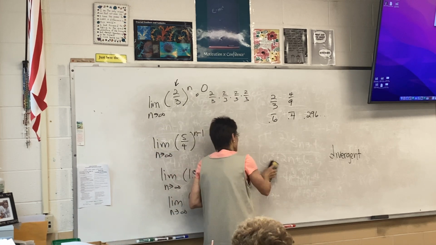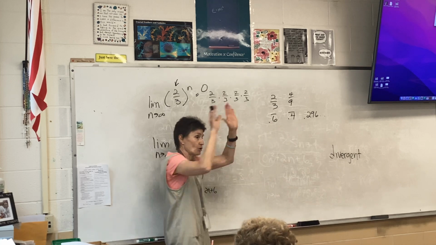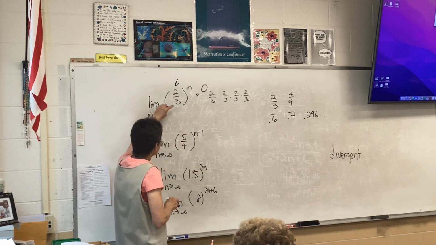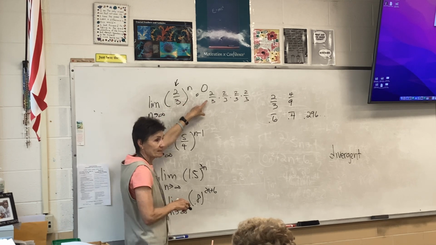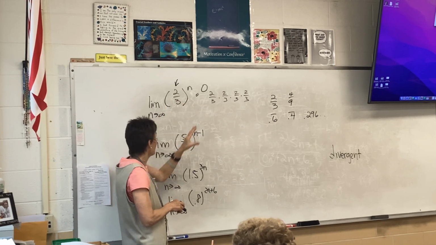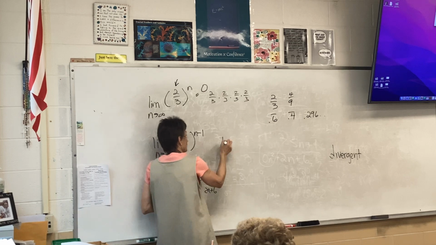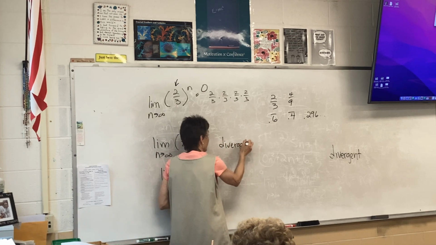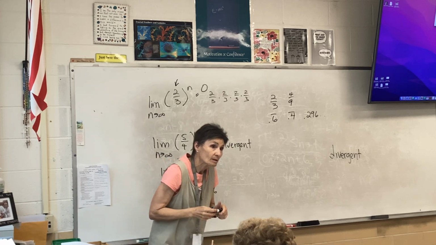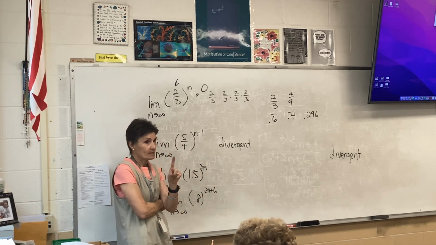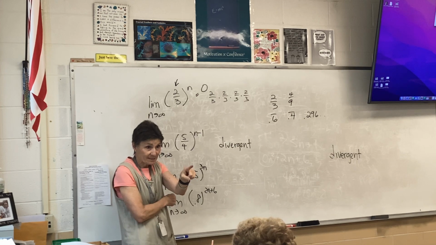Now, big picture. What's the difference? Why did this one go to 0, and this one is divergent? This one just gets bigger and bigger and bigger. Tell me. The first one's smaller than 1. Smaller than 1, that's the key.